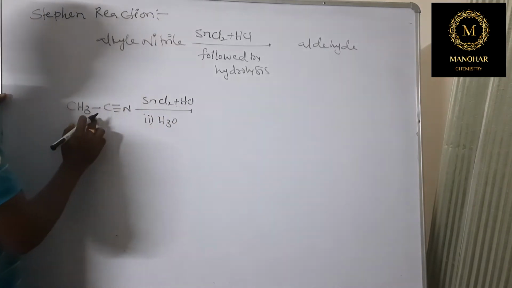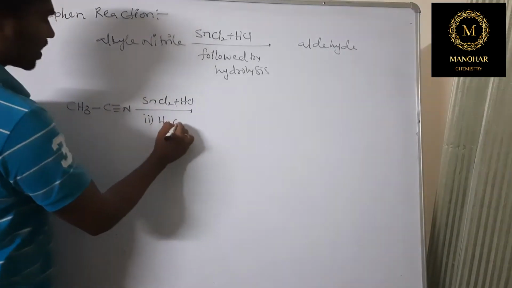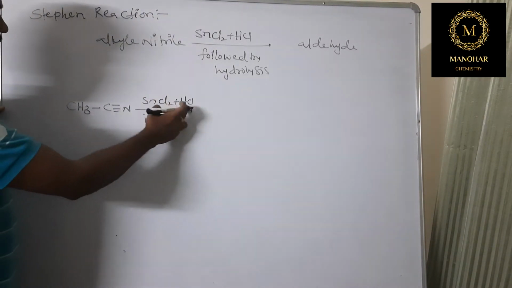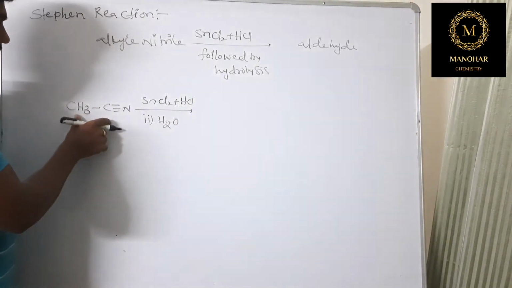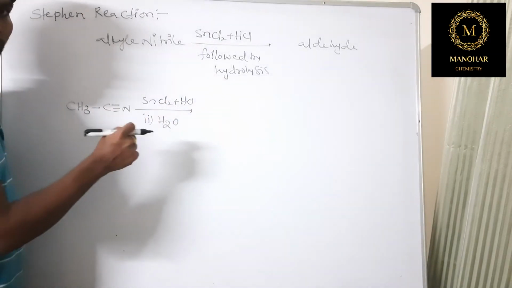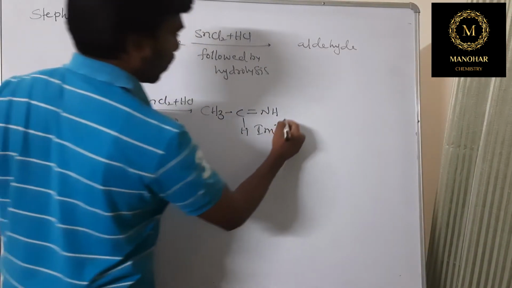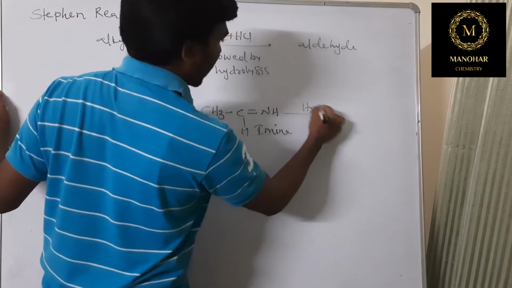So in the first step here, this cyanide will be partially reduced by this tin chloride and HCl. Cyanides undergo partial reduction to form an imine, so it will form this type of imine. So the name of this one is imine.